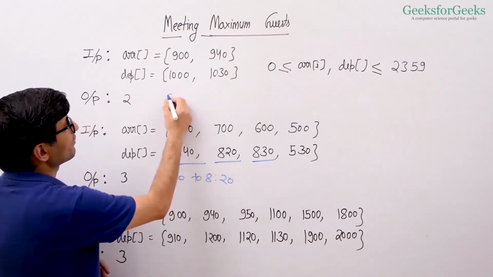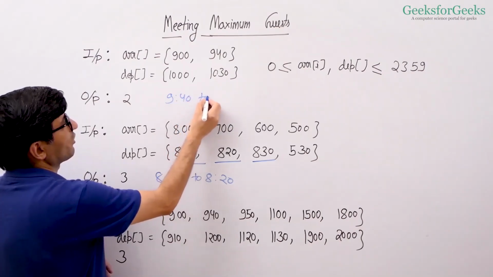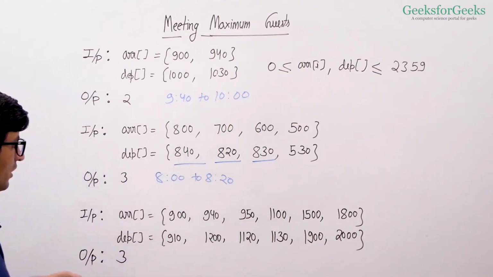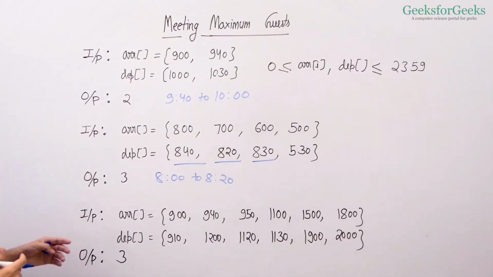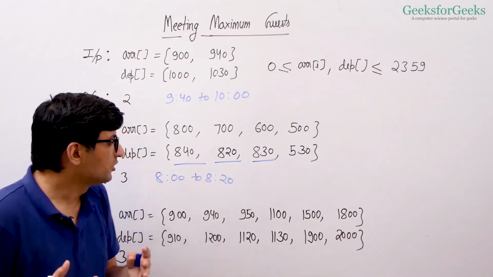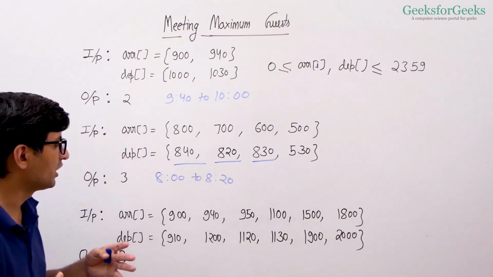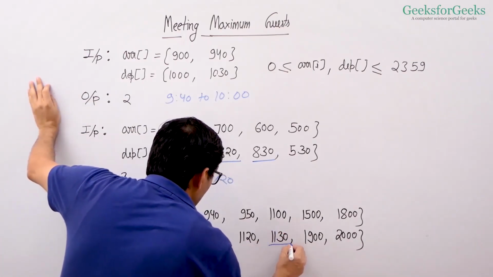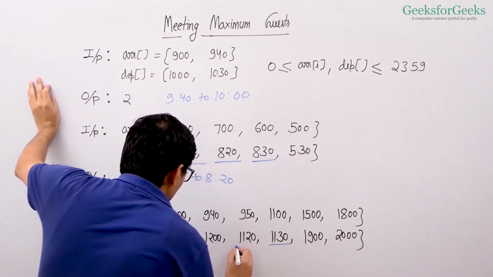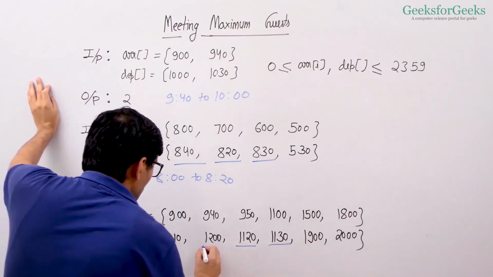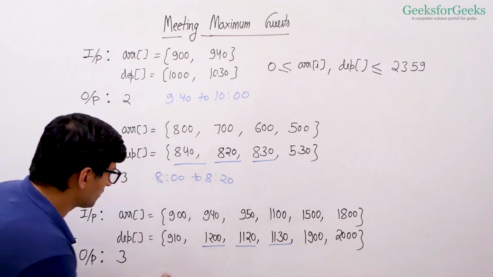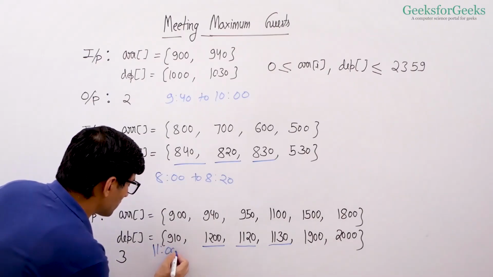And in the previous question, if you go from 9:40 to 10 o'clock, you will be able to meet both the people. In this question, you get the answer 3. Can you guess the time frame around which you should go to the party? You should go to the party from 11 to 11:20. If you go from 11 to 11:20, you will be able to meet this guy, he's there from 11 to 11:30, you will be able to meet this guy and this guy. You will be able to meet 3 people if you go from 11 to 11:20.